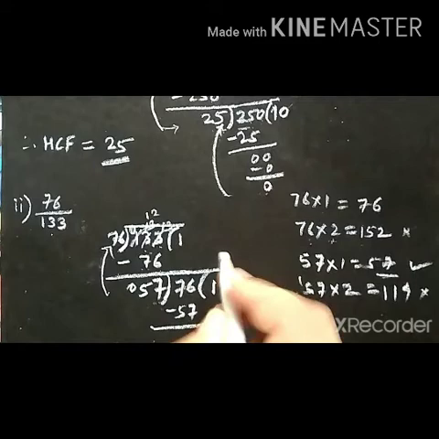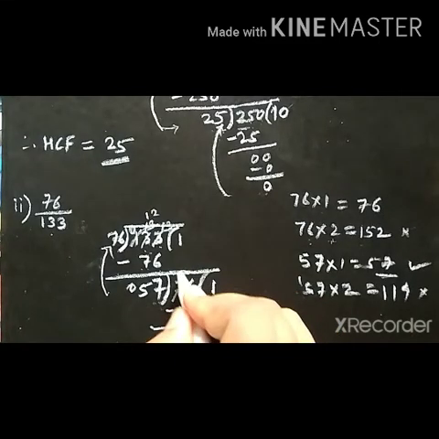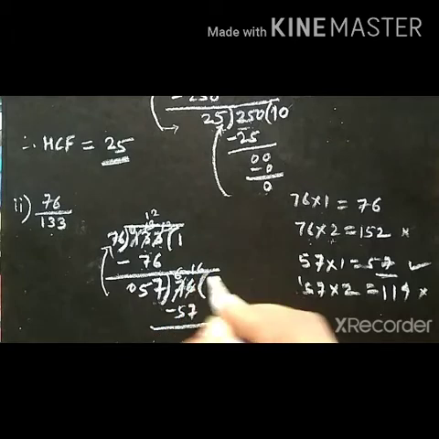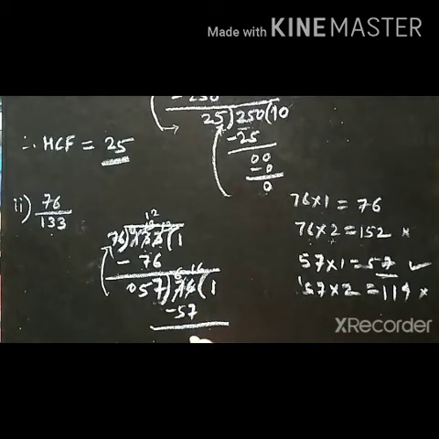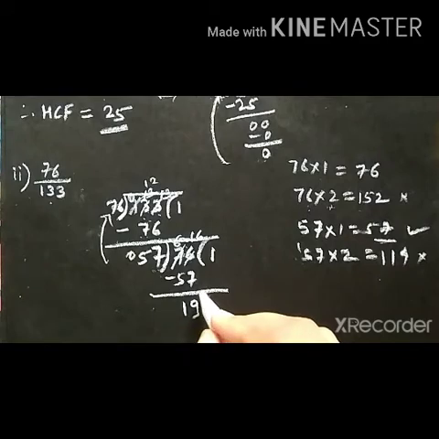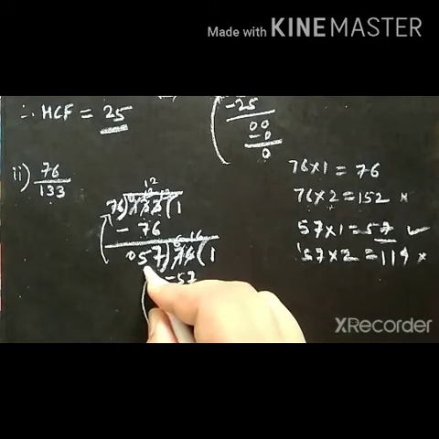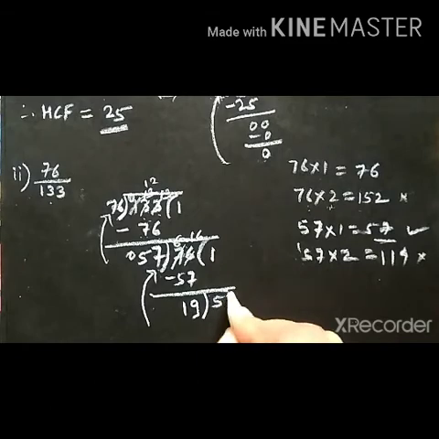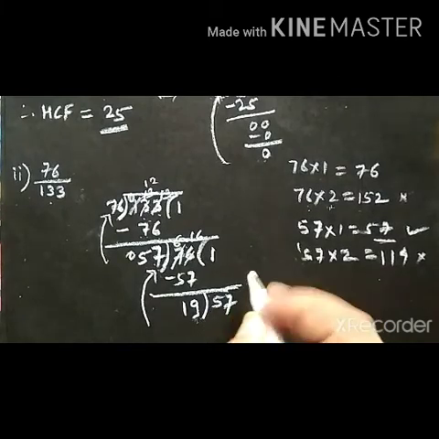7 cannot be subtracted from 6. So go to next number and take borrow. So here we got 6 and here we got 16. 16 minus 7, that is we got 9. And 6 minus 1, that is 1. Here we got remainder 19. Again the rule of division method. Divide the previous divisor, that is 57, by the remainder. Here we got remainder 19. So 57 divided by remainder 19.